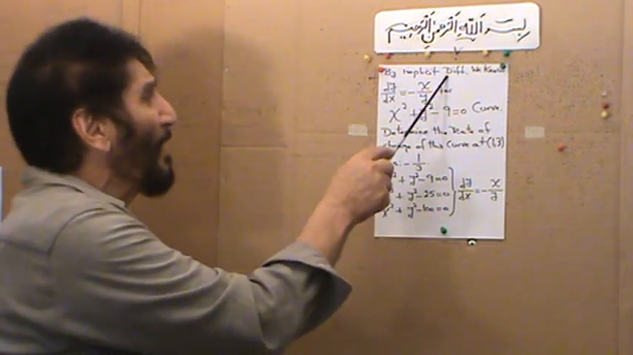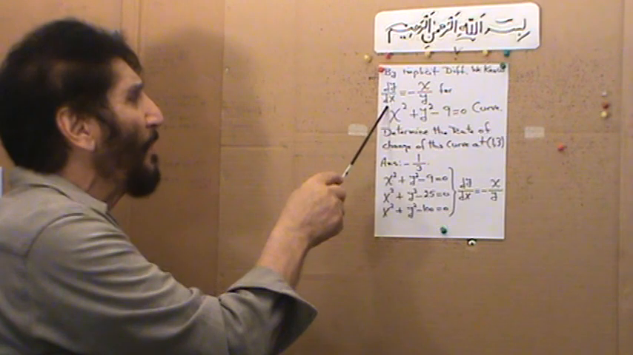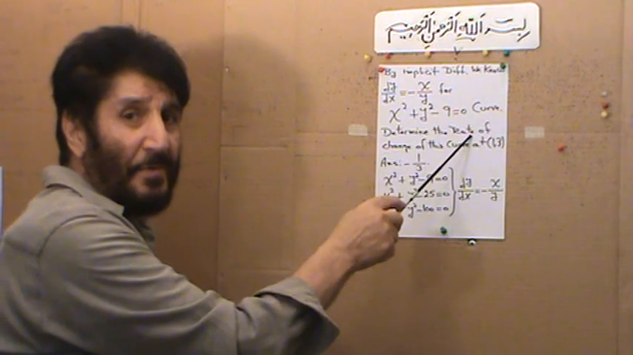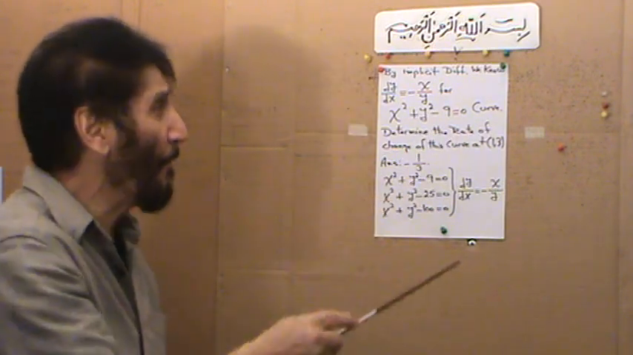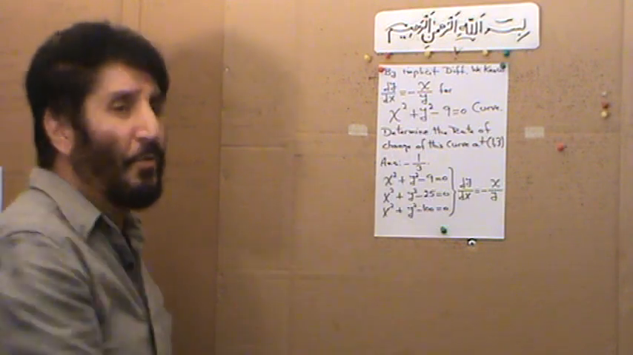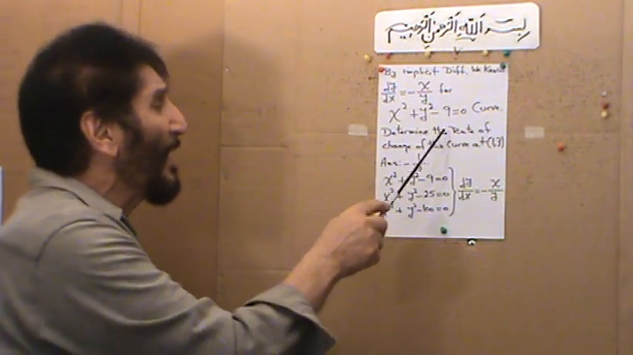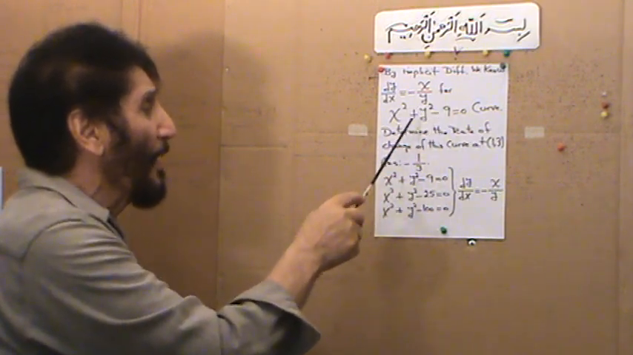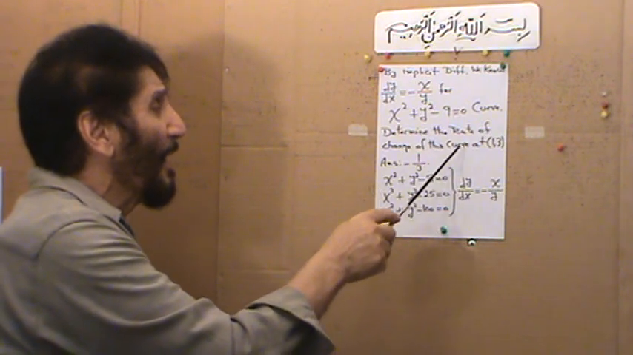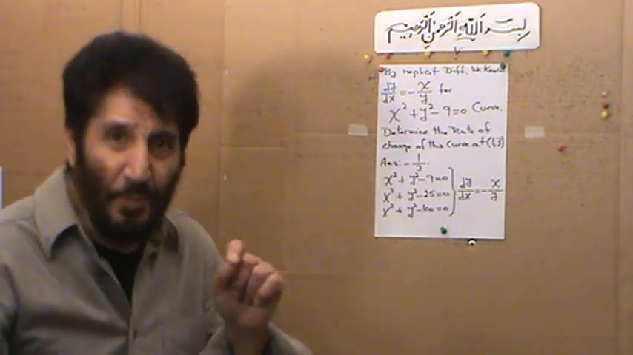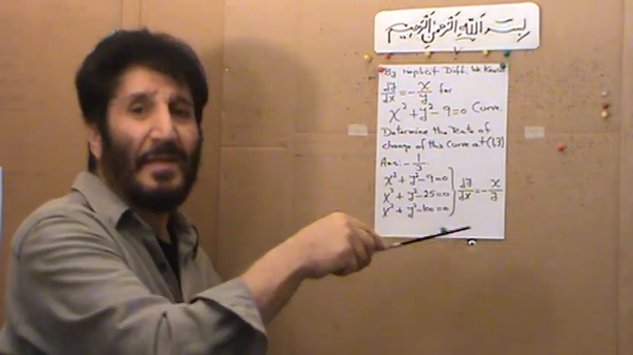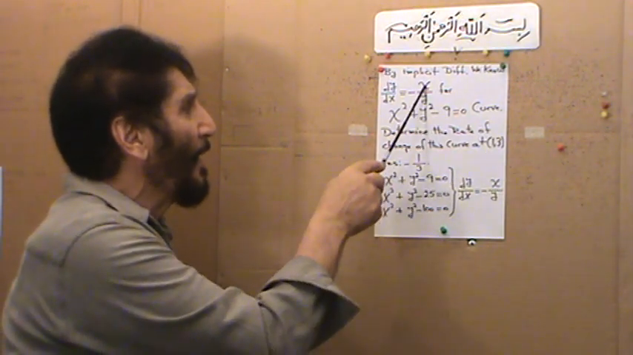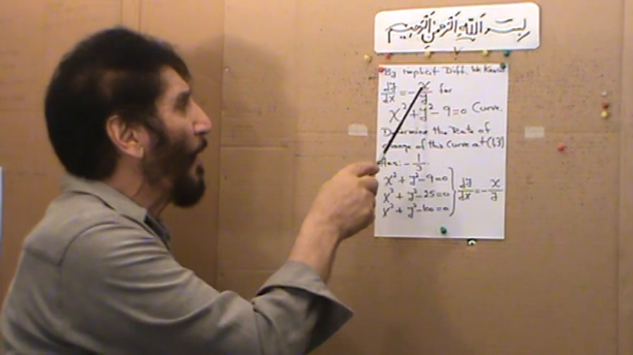Now, by implicit differentiation, we know that the derivative of y with respect to x equals negative x over y for this equation of a circle. We just did that a minute ago. Now, the question is asking: determine the rate of change of this curve, a mixture of two variables, at the point (1, 3). So what do you do? You put 1 for x and 3 for y, so it becomes negative 1 over 3.